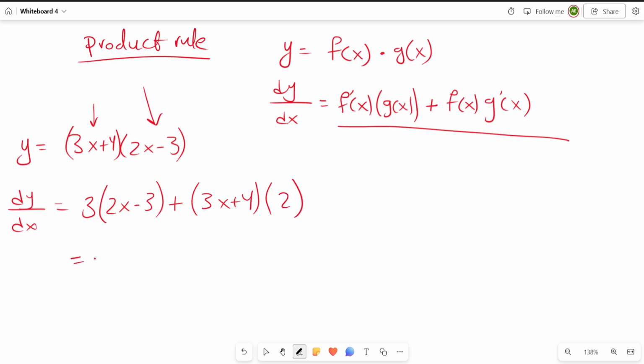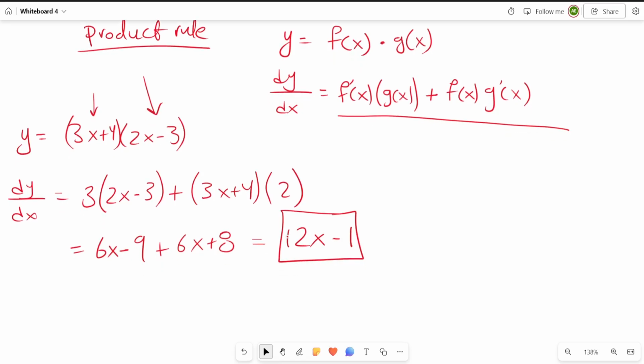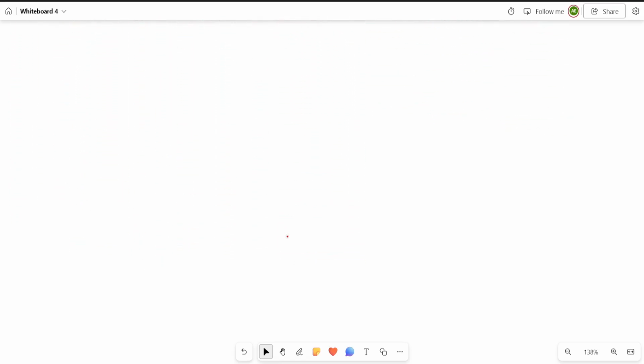Then simplifying, we're going to have 3 times 2x is 6x, 3 times negative 3 is negative 9, plus 2 times 3x is 6x, 2 times 4 is 8. So we're going to have an answer of 6x plus 6x, which is 12x, and then negative 9 plus 8, which is minus 1. So this is the answer. Let's take a look at another example.